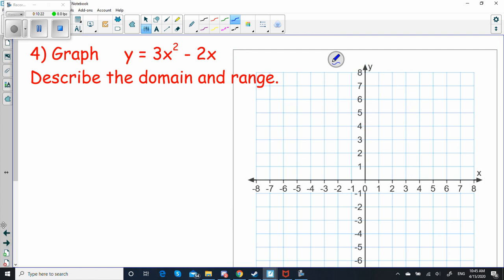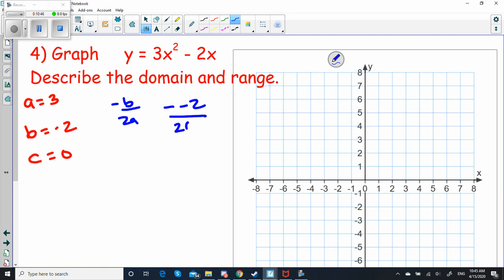All right, let's try this one because it doesn't have a C. Let's just make sure we understand what's going on here. So our A is 3, our B is -2, and our C is 0. Okay, there's no C, so the C is 0. Just knowing that is important, I think. So negative B over 2A. So negative -2 over 2 times 3. So the two negatives make a positive. So that ends up being 1 over 3.